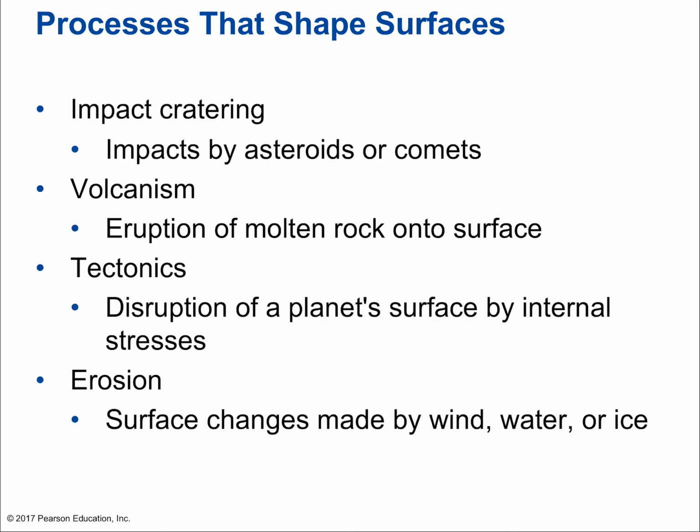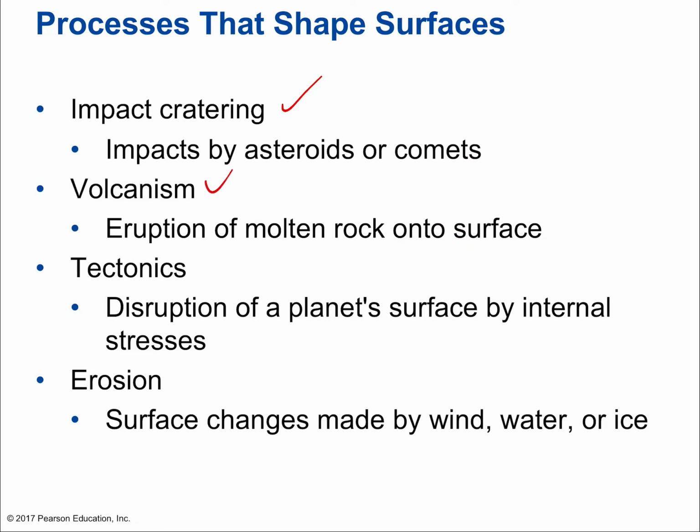All right, so processes that shape the surface. We can summarize all the things that would, if you look at a picture of a surface and see all these different surface features, where do those surface features come from? Well, impact cratering, that's a big one. Asteroids or comets crashing into the surface of a world. Now, is that a big one on Earth? Not so much, but we'll talk about why.